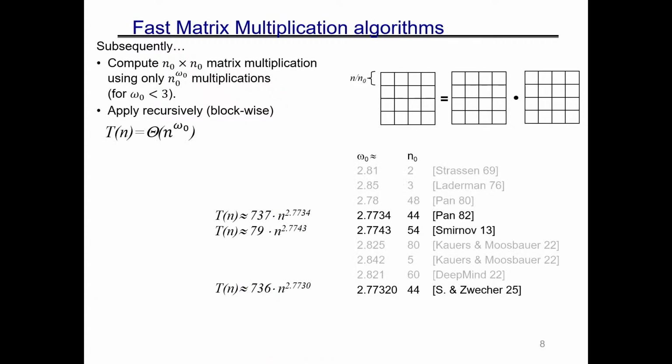Are these practical? Let's go into the constants. Pan's algorithm with exponent of about 2.773 has a hidden leading coefficient in the arithmetic cost of more than 700. That means that in order to outperform the cubic time algorithm, where the cubic time has arithmetic cost of 2n cubed, we need to go to very, very large matrices. And the same goes with Smirnov's algorithm and with our recent trilinear-based algorithm. So this is a problem.